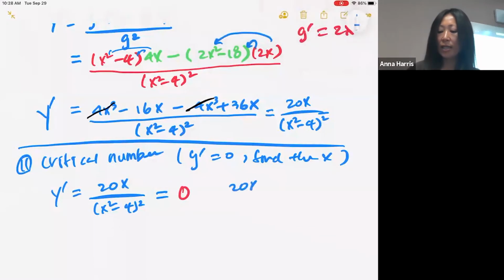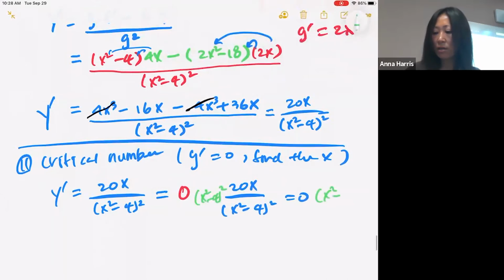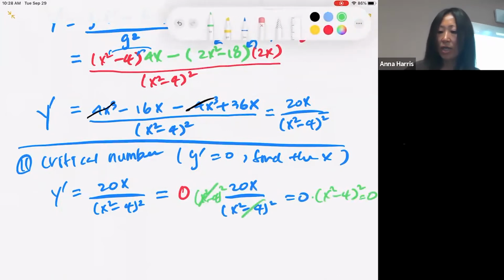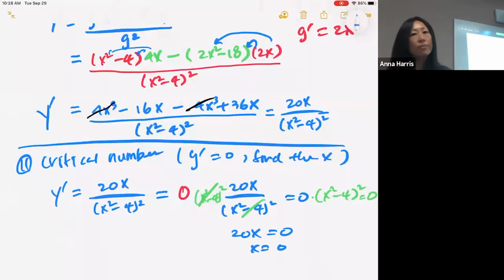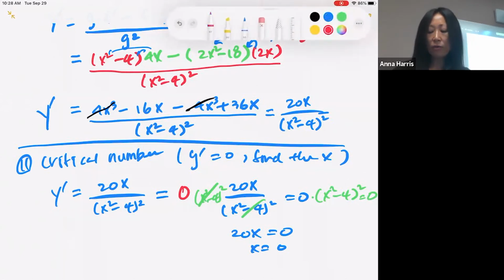Then we have 20x, everything over (x squared minus 4) squared, equal to 0. And I'm going to multiply each side by (x squared minus 4) squared. All right, but this is just simply equal to 0 because 0 times anything is 0, and that cancels out. So we have 20x equal to 0, then x equal to what? Again, 0. So I have a critical number, which is x equal to 0. Okay, anybody have a question so far?